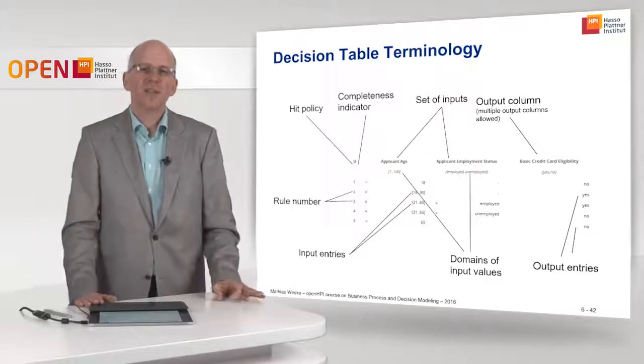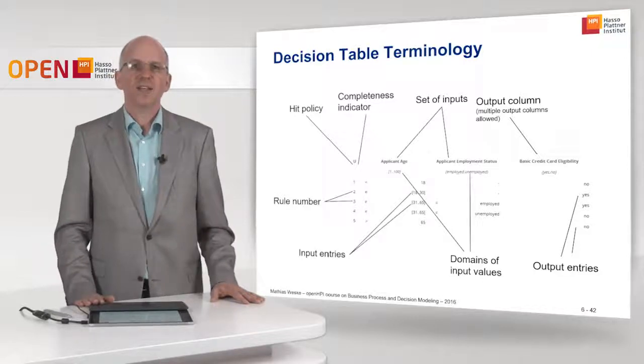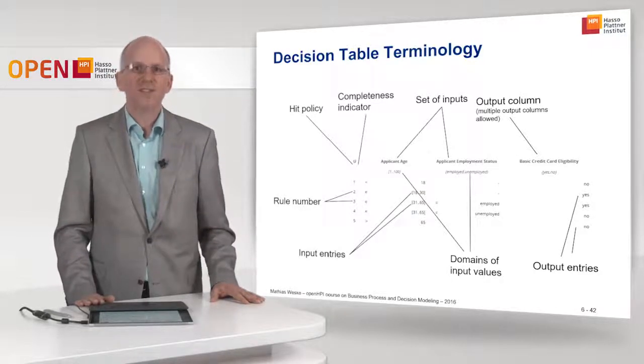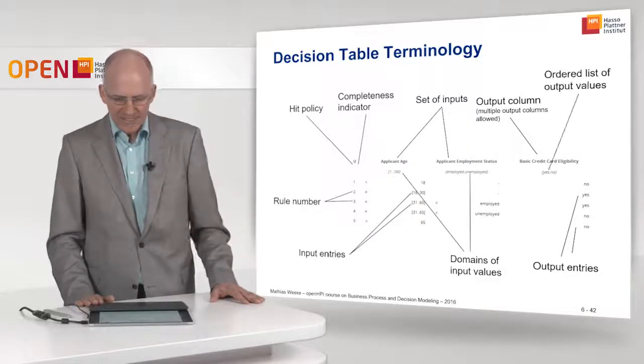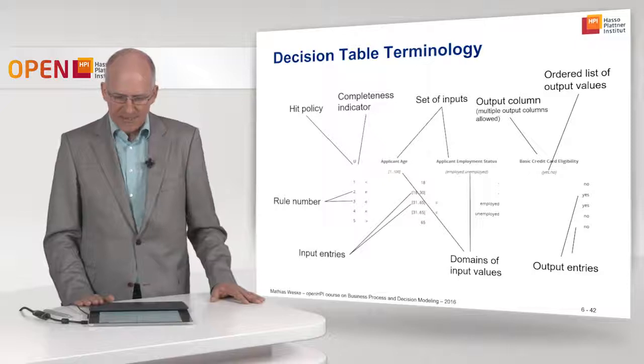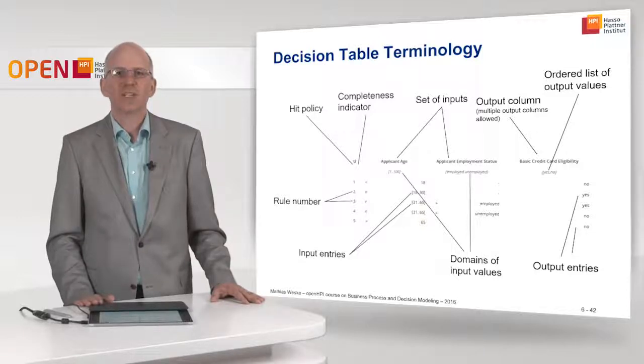There's a completeness indicator, and this is one of the few things that change in the standard version 1.1. So this completeness indicator will not be provided. And finally, we have an ordered list of output values, and the use of this list we also discuss a bit later.